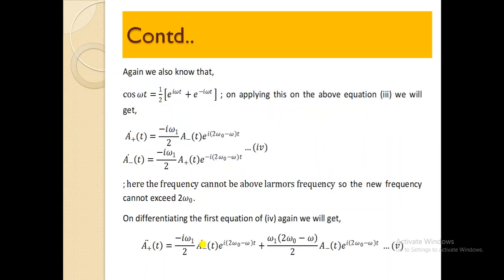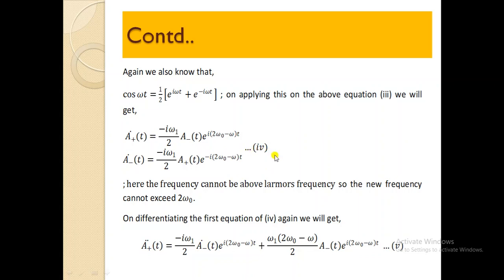We have made that: minus iω1/2 a_minus(t) to the power i(2ω0 − ω)t, since the frequency cannot exceed the Larmor frequency. In the other term also there is a minus, and in the bracket we have done the same. In this previous one we removed the plus term, and here we have removed the minus term.